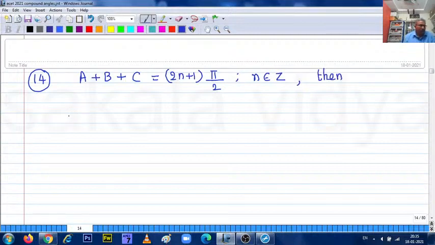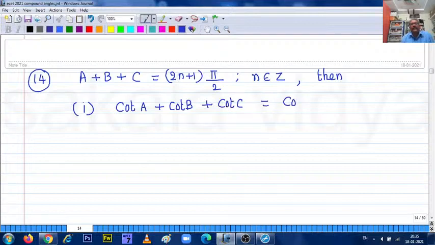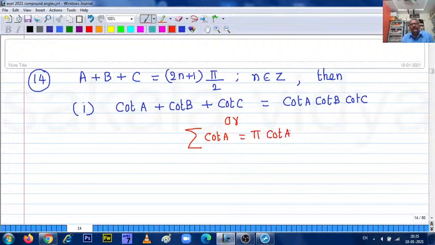So then important formulae. So what is the important formulae? First formulae, cot A plus cot B plus cot C equal to cot A into cot B into cot C. This we can write like this also, or we can write sigma cot A equal to pi cot A. Because in the examination these kind of symbols also may be given.